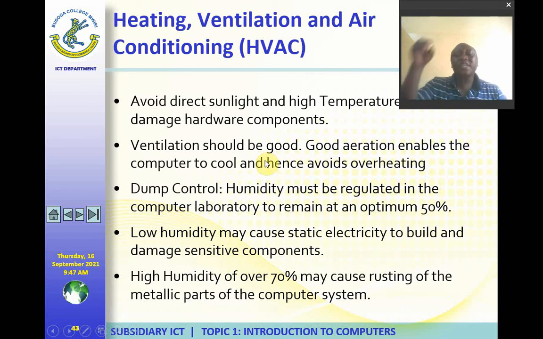Damp control. Humidity must be regulated in computer labs to remain at an optimum of maybe 50%. Low humidity may cause static electricity to build up and damage sensitive components, the computers.